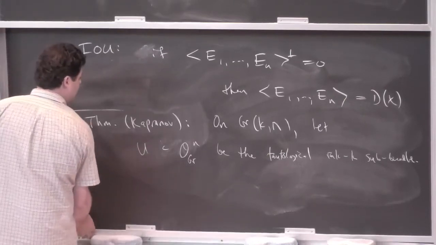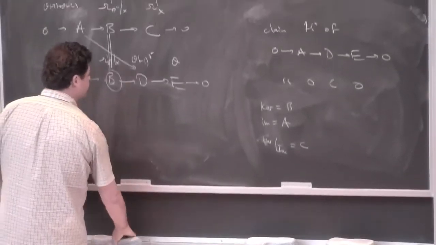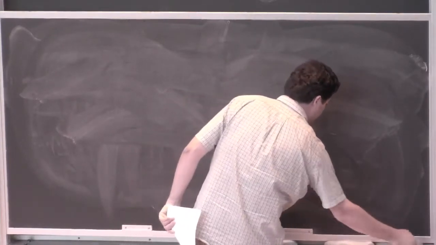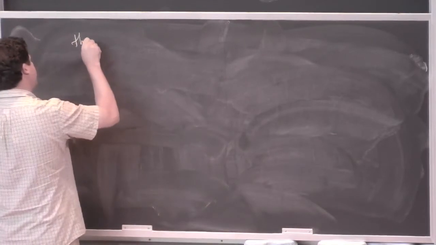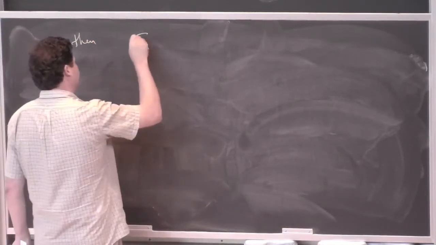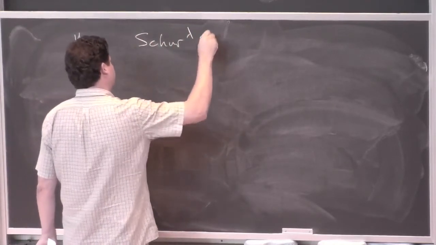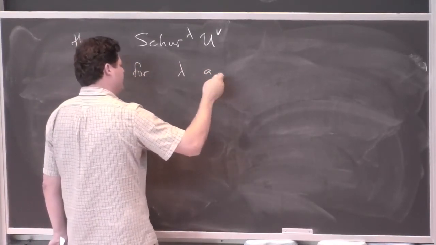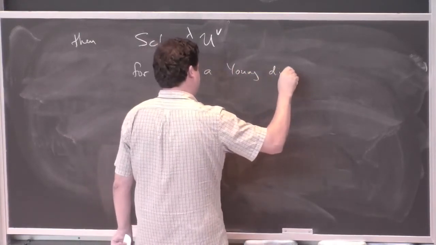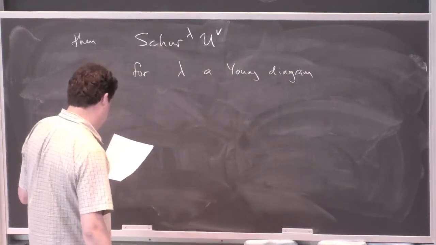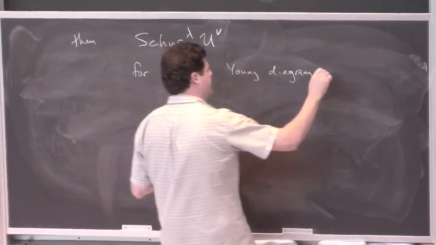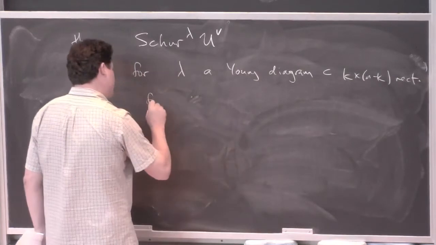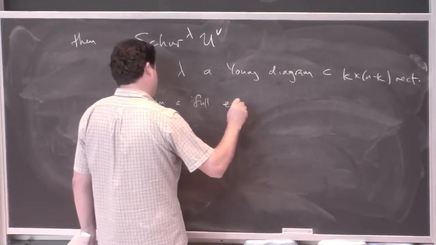And then the claim, the theorem, I'm not going to prove: then the Schur functors Σ^λ of U dual, for λ a Young diagram fitting in a box, contained in a k by n-k rectangle, form a full exceptional collection.